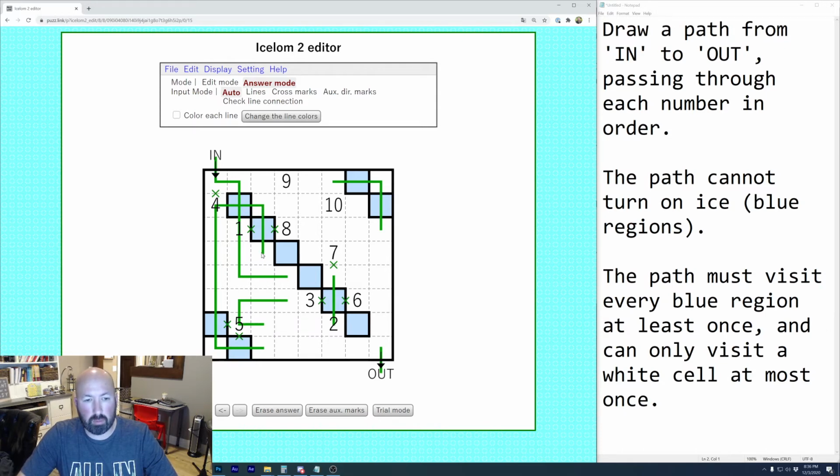This line coming from the 4 now is trapped in here. It can't go down, can't go left. It's going to have to turn, and now it's in the ice, so it's got to keep going.